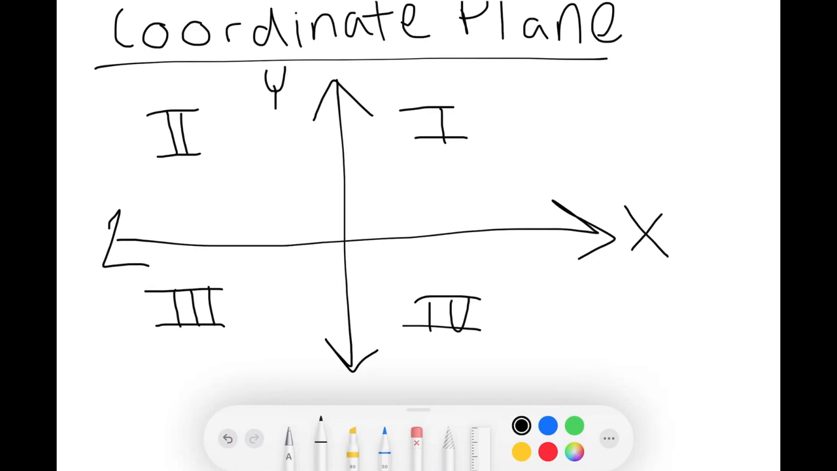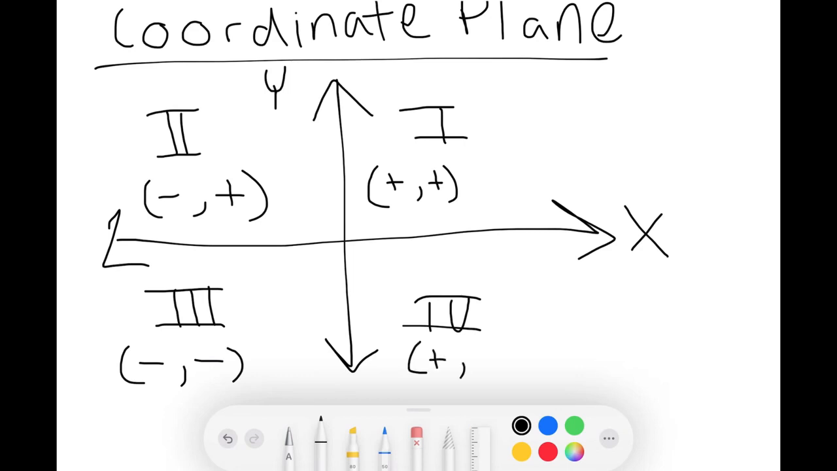Now, in each of these 4 quadrants, some ordered pairs are negative, some points are negative, some points are positive. So in quadrant 1, the x is always positive and the y is always positive. In quadrant 2, the x is always negative and the y is always positive. In quadrant 3, both x and y are always negative. And then in quadrant 4, x is positive and y is negative.